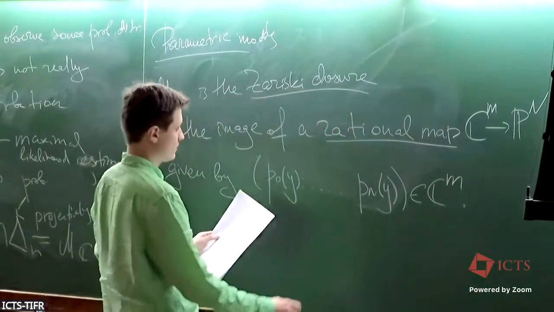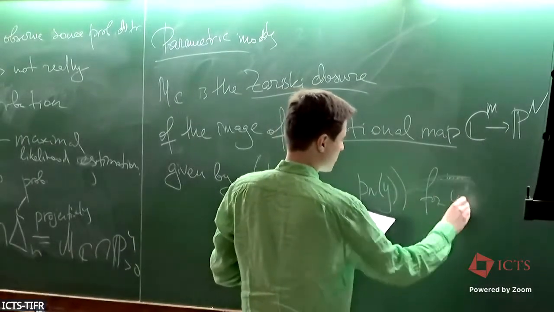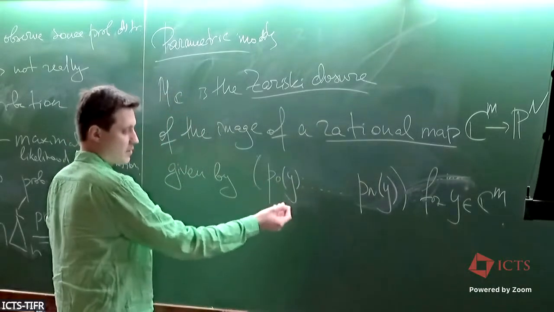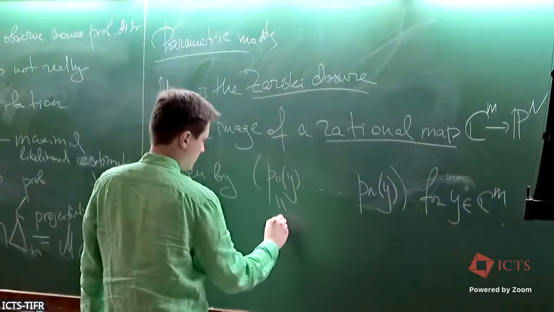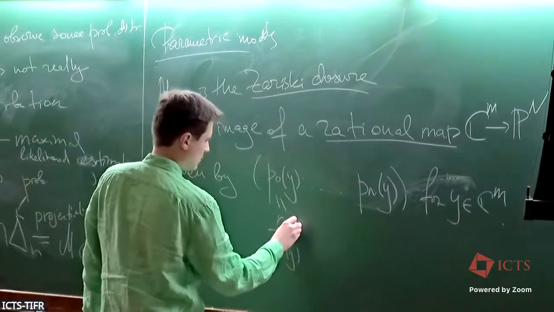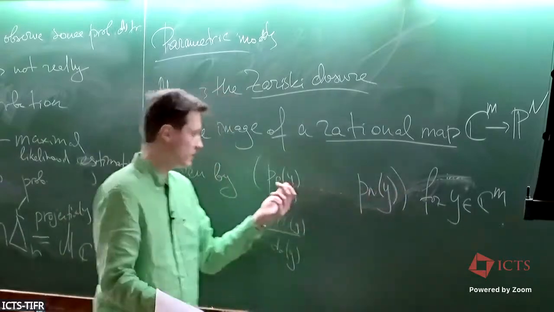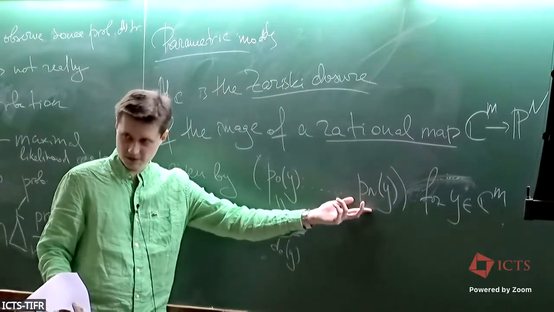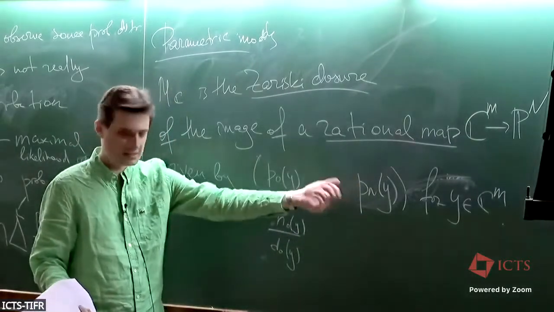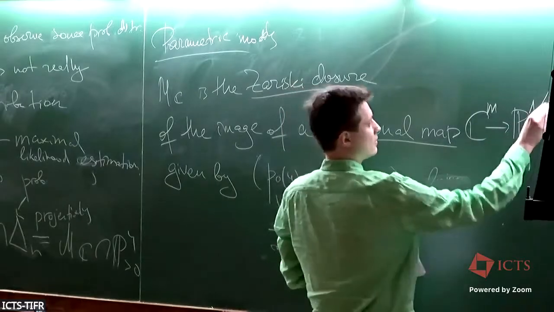In C2. So this point, for y in C to the M, this point is in Pn. So these are rational functions. Rational functions are ratios of polynomials. So this is a numerator over a denominator. This is a polynomial, this is a polynomial. Now you can plug in any complex number and you'll get a number here and you'll get n+1 numbers like this. And as y goes over all points in Cm, those points will go over a subset of points in Pn. N is normally greater or equal than m.